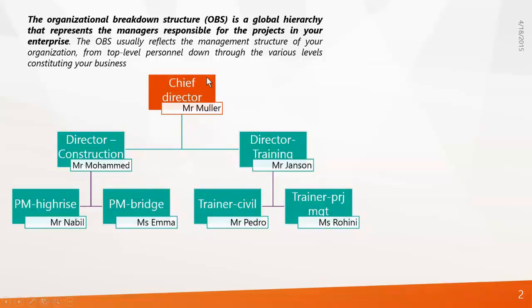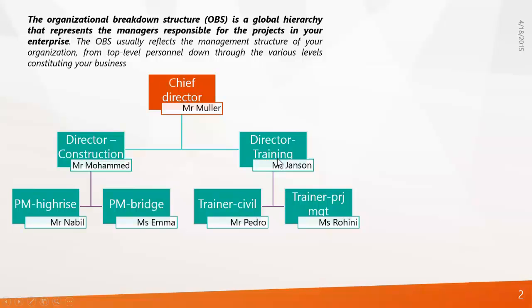The top-level person here is Chief Director Mr. Muller. Under him there are two persons, that is Director of Construction and Director of Training. Again, under Director of Construction there are two project managers, and two trainers under Director of Training.